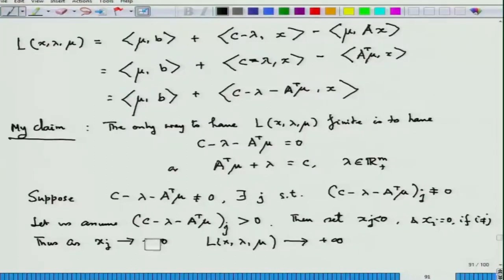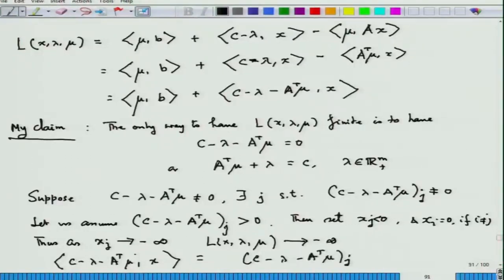So, as x j tends to minus infinity, this thing also tends to minus infinity. See, this thing also tends to minus infinity, I am writing, make a mistake. Because now if you take the inner product, then what you will have is that c minus lambda minus A transpose mu, if all the x i's are 0 other than x j, this will only lead to the value c minus lambda minus A transpose mu j x j.